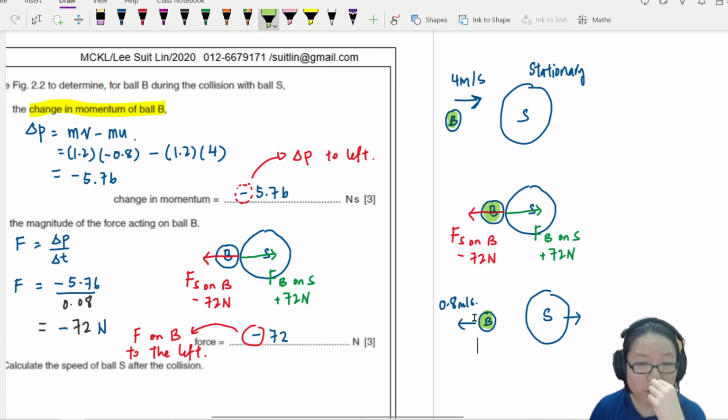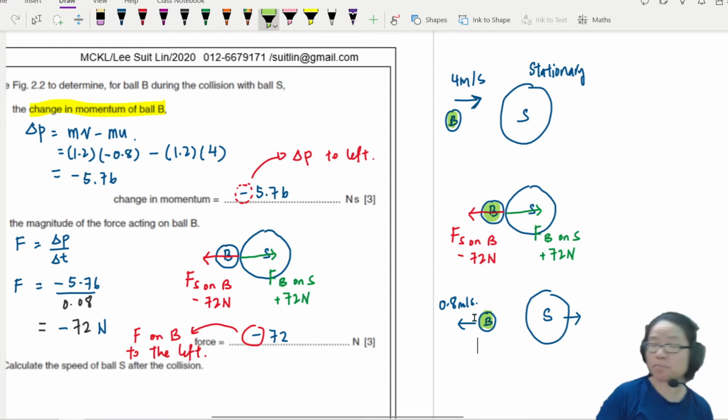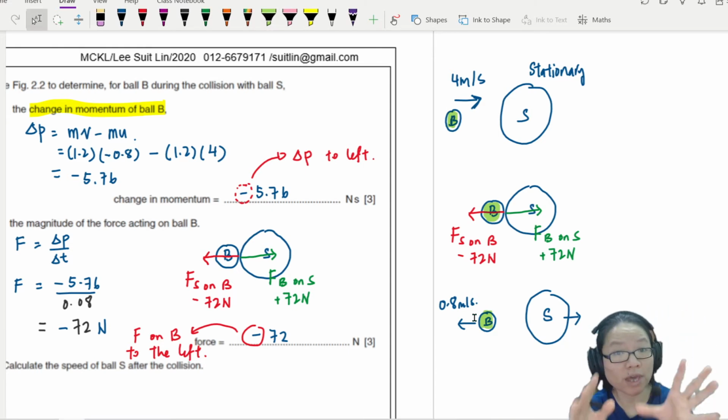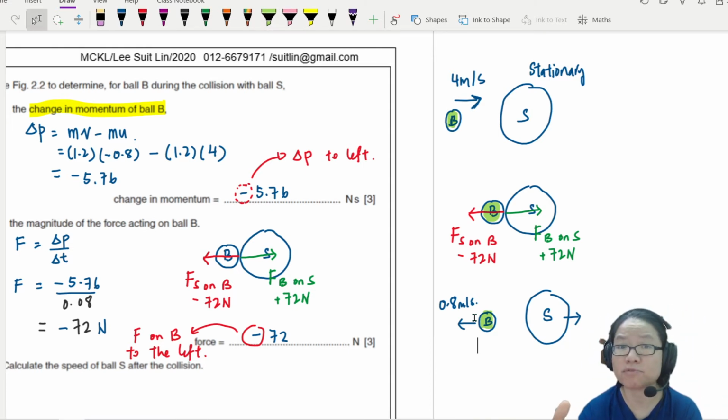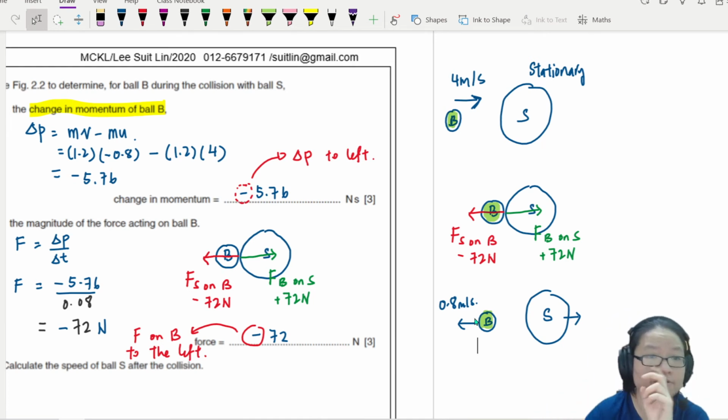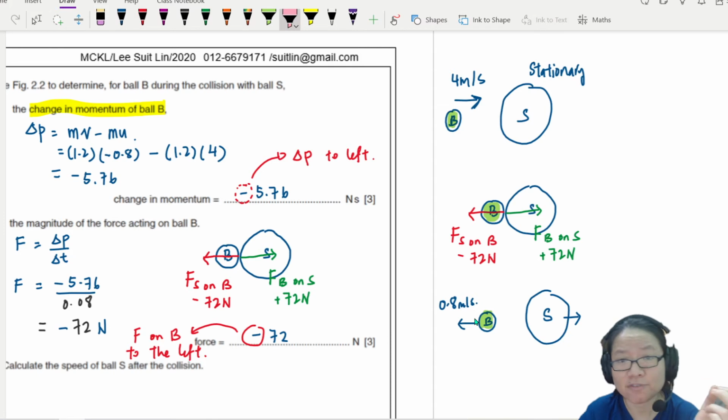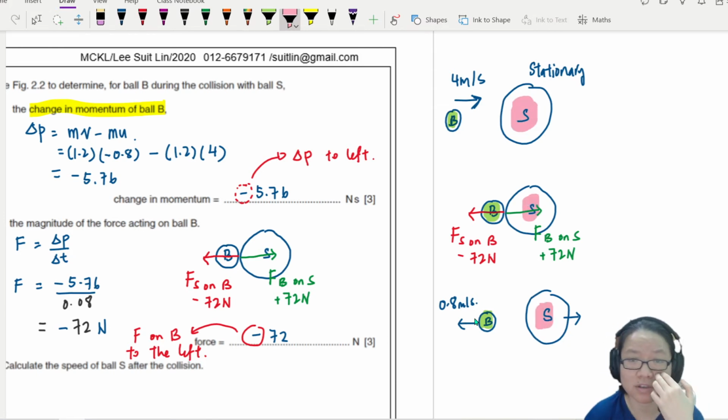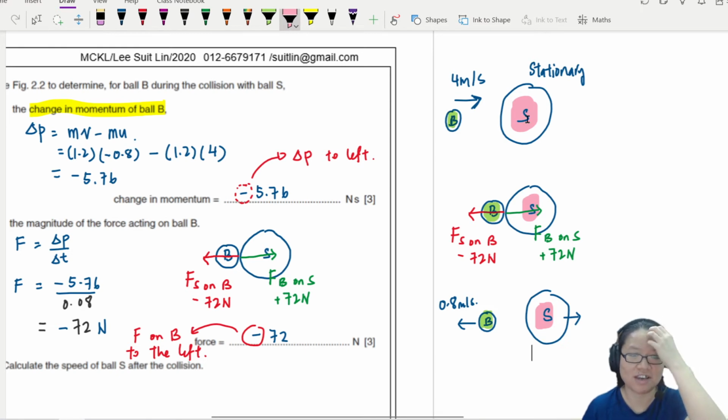So you want to talk about conservation of momentum, you can, provided there's no external force. If you look at B alone, B got an external force from S. So if you look at B, the momentum is not conserved. And if you look at S, the momentum of S is also not conserved. But S was here chilling, and then B comes and whacks it, and now S will have to move in probably this direction, because S experiences a force from B in the right direction, positive 72 Newton.